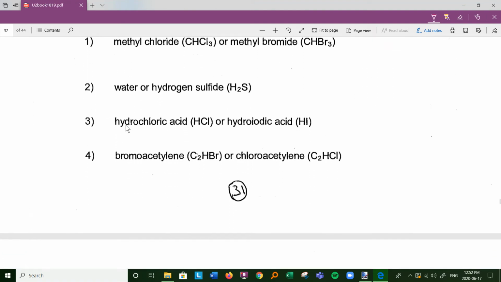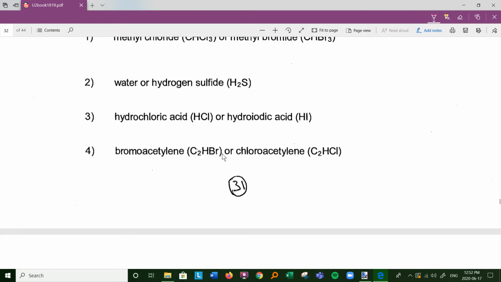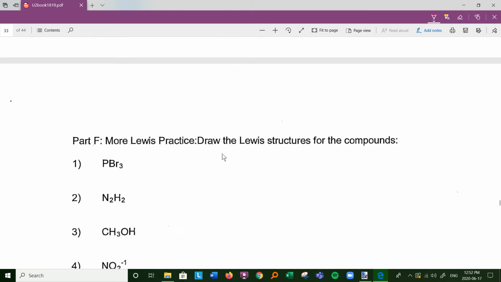That's an interesting one. Like what's more polar between water and hydrogen sulfide? And water would be more polar because oxygen is more electronegative than hydrogen. And chloroacetylene would be more polar because chlorine is more electronegative than bromine. Okay, so that's a good question.